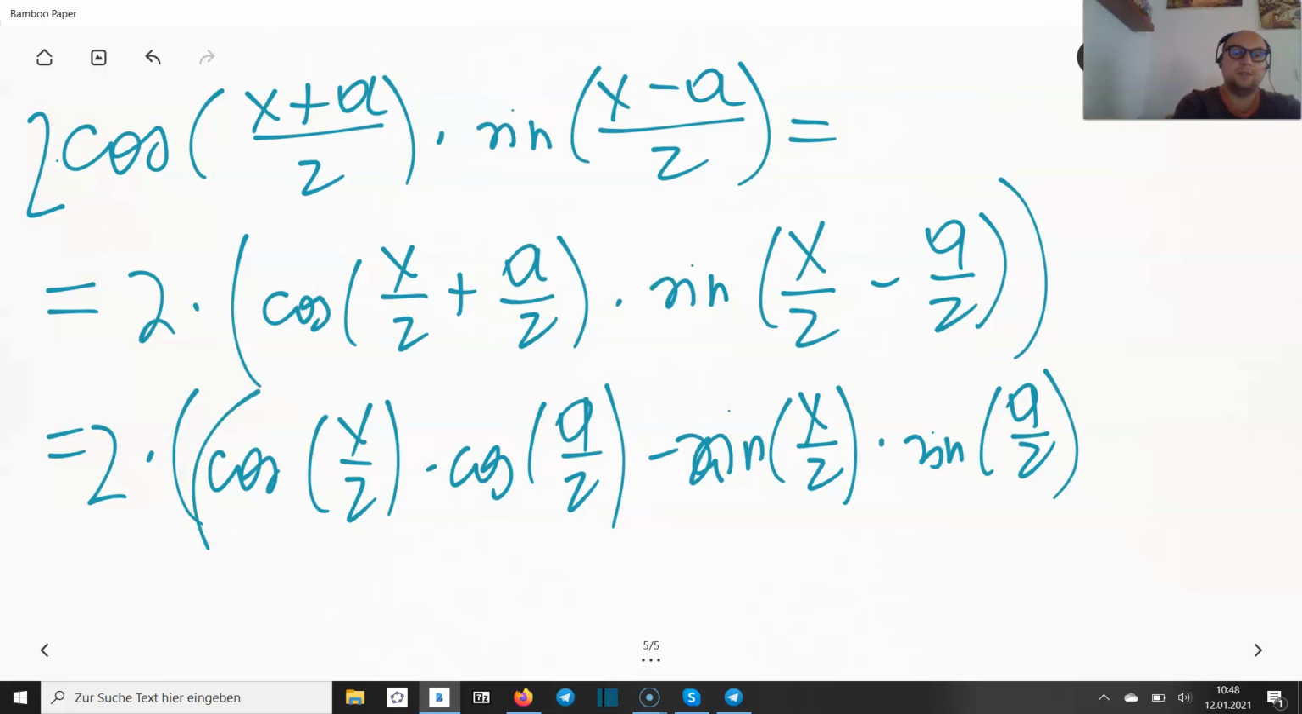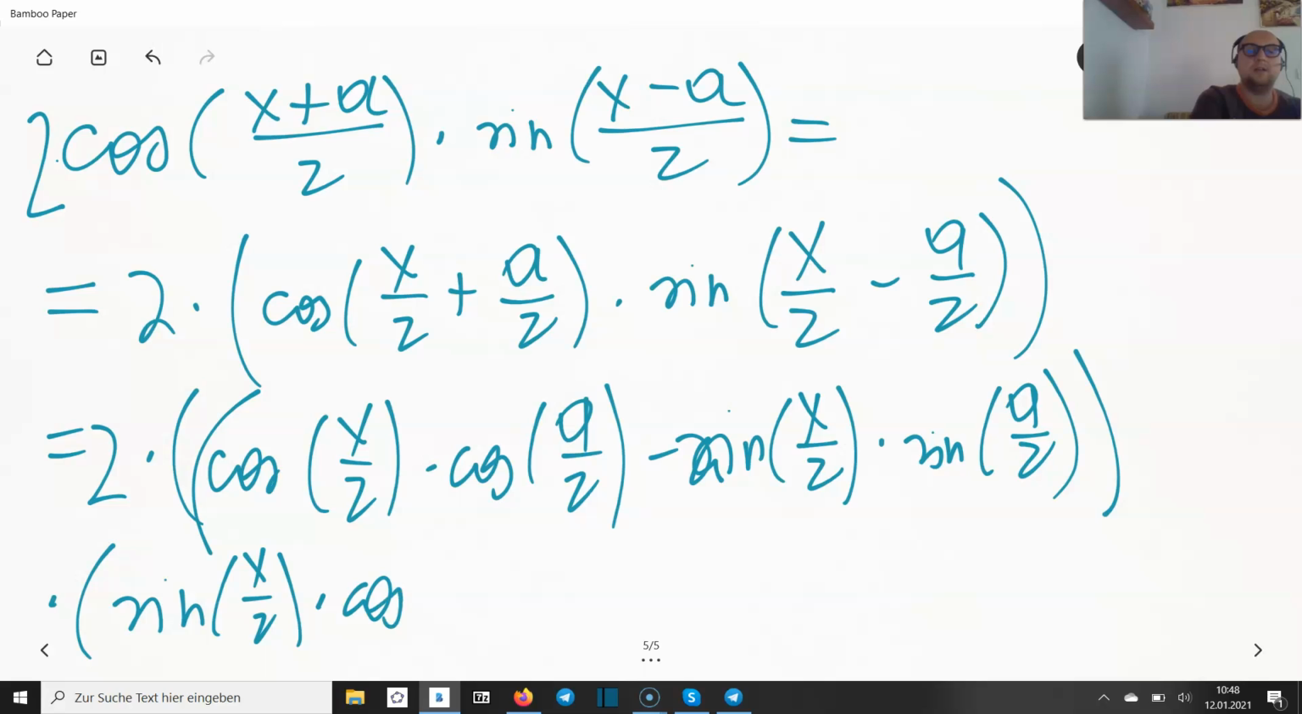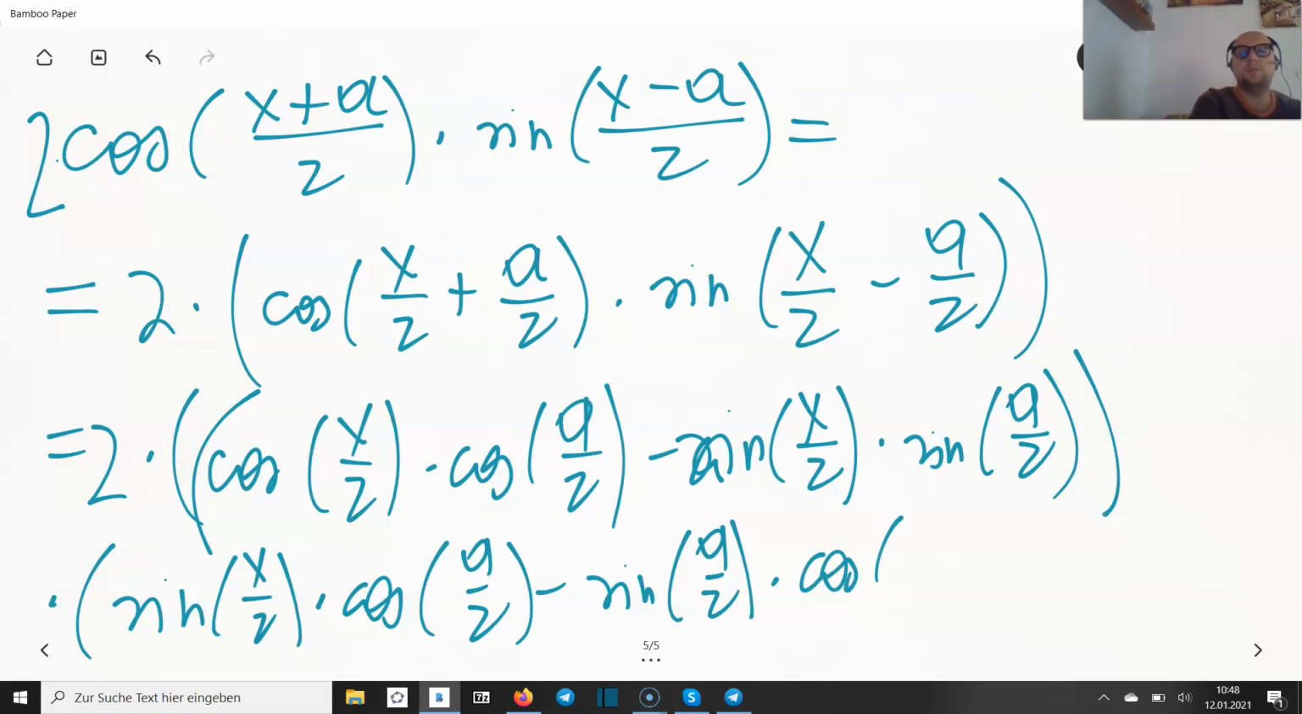So this is the first. And now we also have to do it with the sine. This is the sine of x divided by 2 times the cosine of a divided by 2 minus the sine of a divided by 2 times the cosine of x divided by 2. Cannot simplify it, I'm sorry. Or shortcut, I would like to prove it properly. And now we have to multiply it all together. It's not so much, but still we have to pay attention to what we're doing.